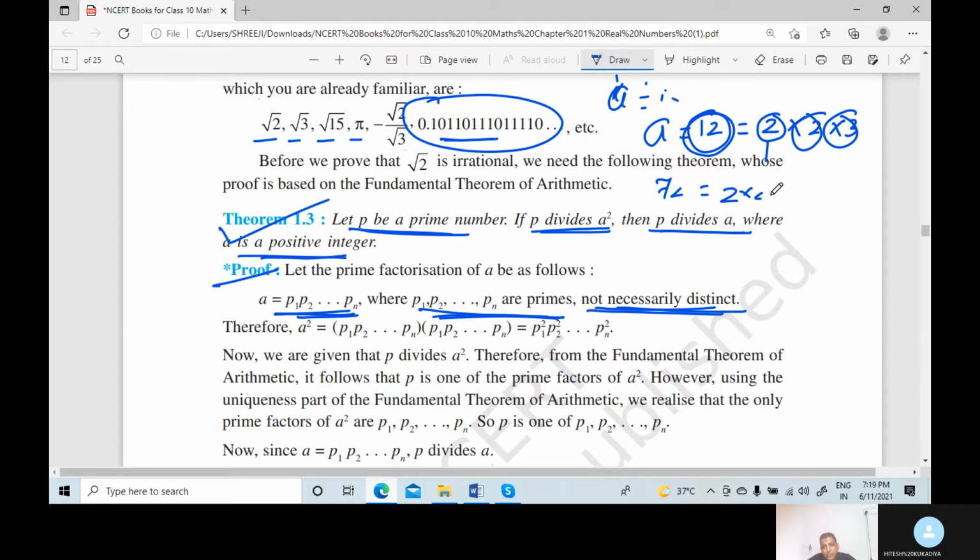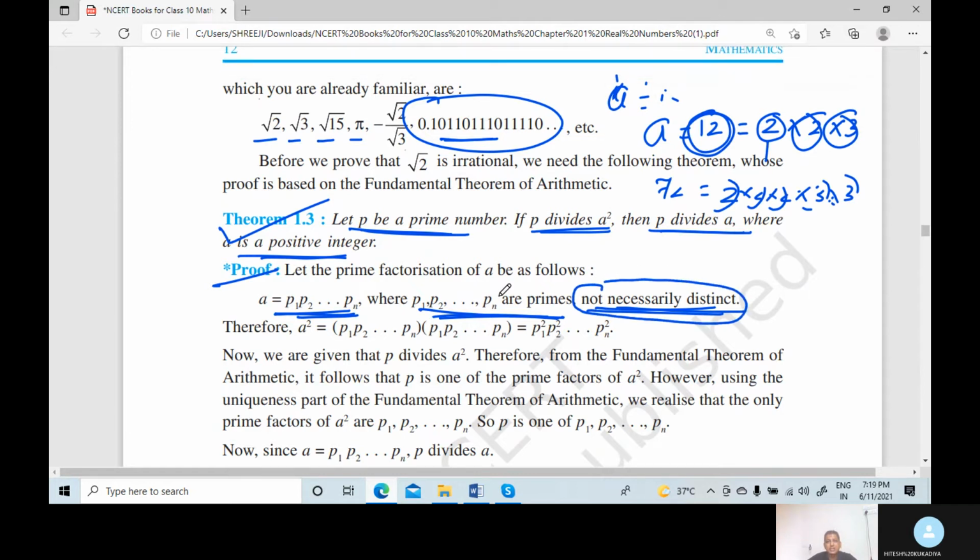So 2 into 2 into 2, right? And 3 into 3. Okay, so here P1, P2 and P3 are the same, and P4 and P4 are the same. Is that clear? So here the most important statement: not necessarily all the numbers are distinct.